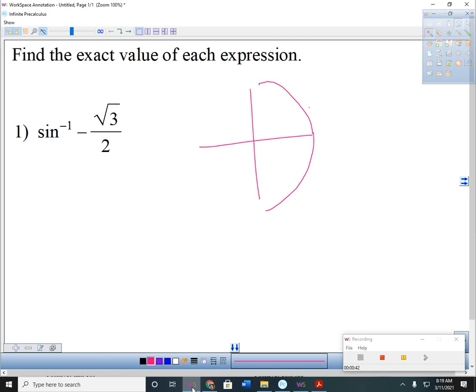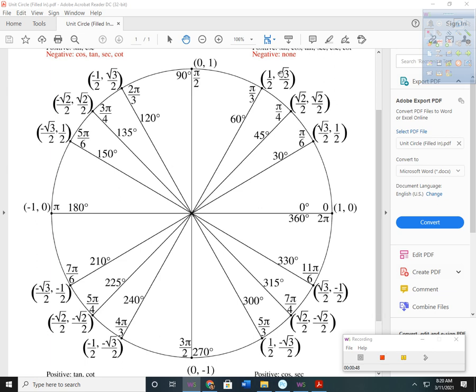So they want negative square root of 3 over 2, and that's my y value. So none of these y values are negative, right? So I drop down here, negative square root of 3 over 2. So if I went that distance backwards as it is forwards, that would be a negative pi over 3.